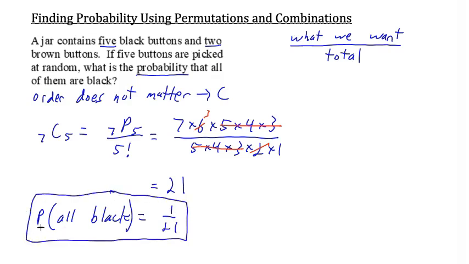A quick note on the letter P. In math, we use a capital P quite frequently. Up here, we used it for the word permutation. Down here, I used it for the word probability. So this statement is just saying the probability of getting all black buttons equals 1 over 21. So be on the lookout for different uses of a capital P.